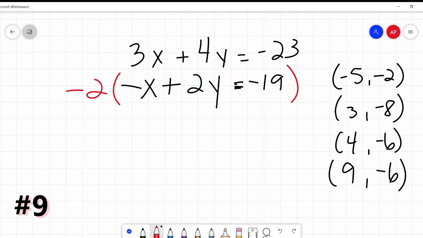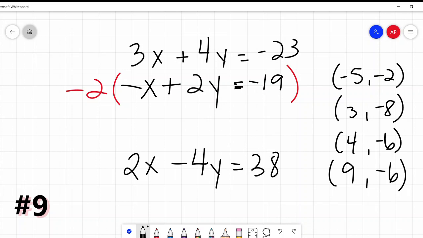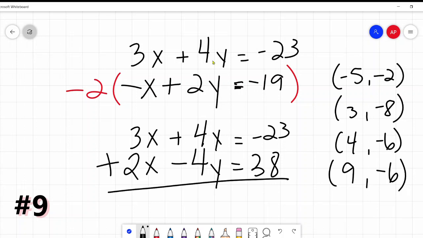Okay, so negative 2 times negative x is 2x. Negative 2 times 2y is negative 4y. And negative 2 times negative 19 is positive 38. All right, and I'm going to rewrite the other equation right above it. I'm going to then add them together.